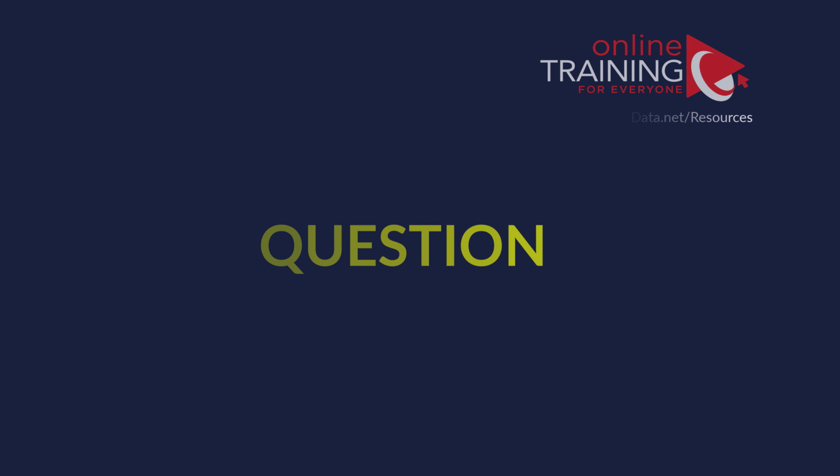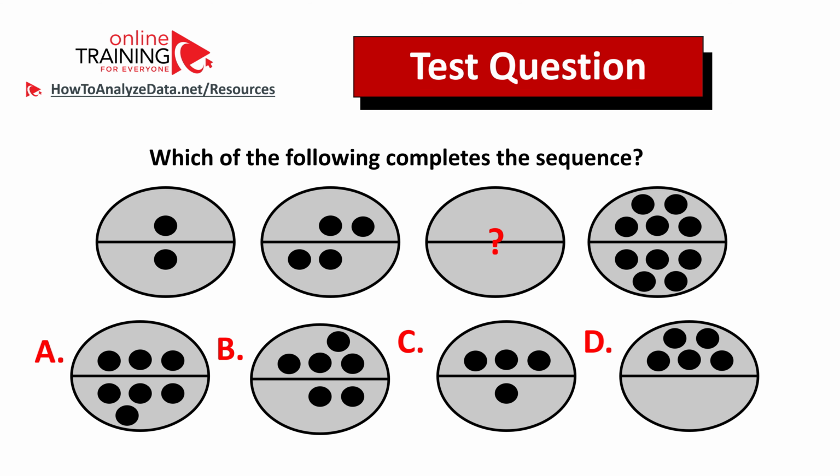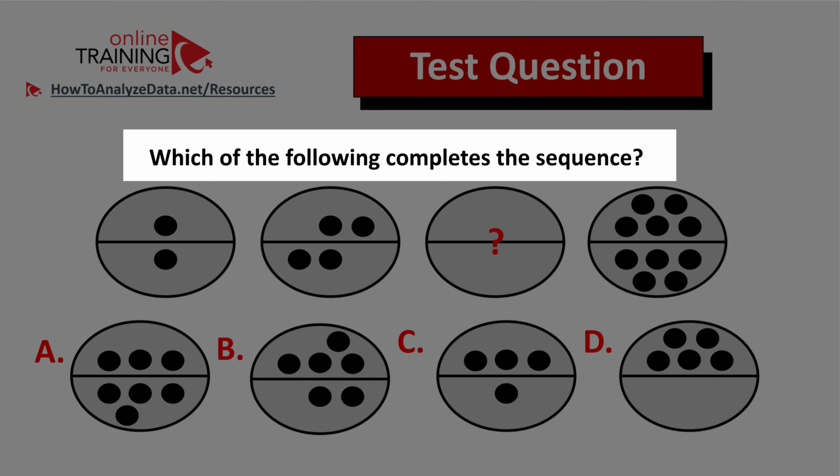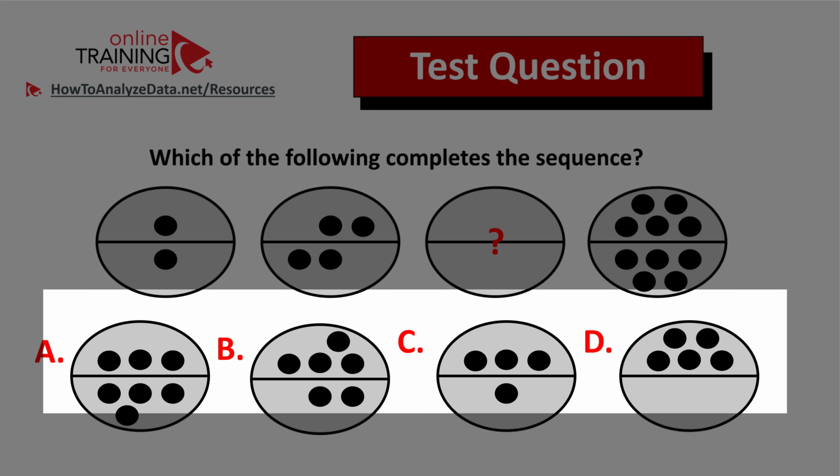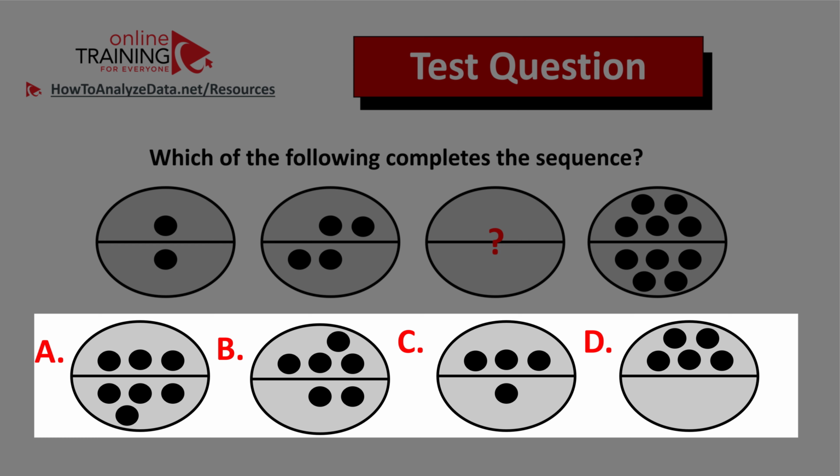Let me share with you a tricky question which tests your analytical and pattern recognition skills. Here is the question. Which of the following completes the sequence? You're presented with the sequence of 4 ovals and the third one is missing. And you have 4 different choices to choose from. Choice A, B, C, and D. All choices with the similar ovals, just with the different dots located in the different places of the oval.